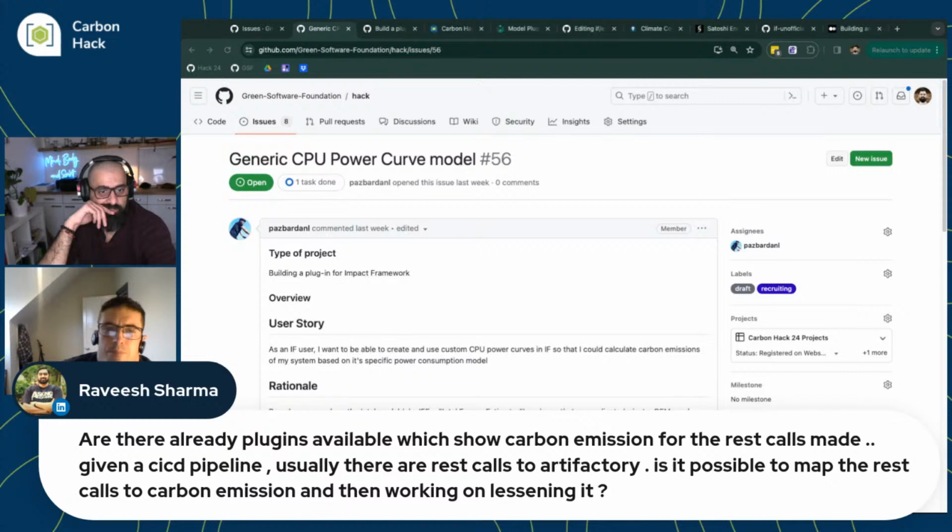Any thoughts, Joseph? Have we done anything with REST calls? Yeah, I was just trying to parse out this information. It's quite a dense question, but I think what they're trying to get at is when you trigger some CI/CD process, it's running on some hardware that's making a lot of external API calls at the same time. And do we have a mapping for those API calls to some amount of carbon being expended?